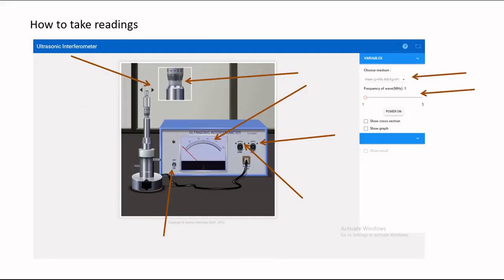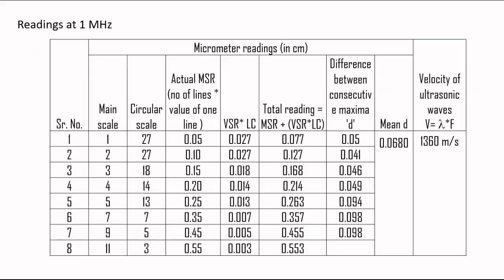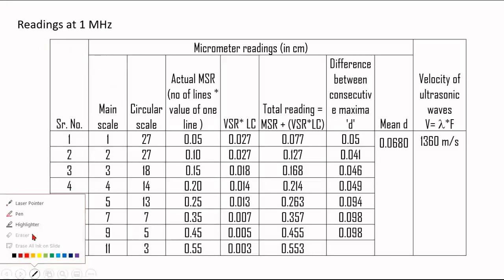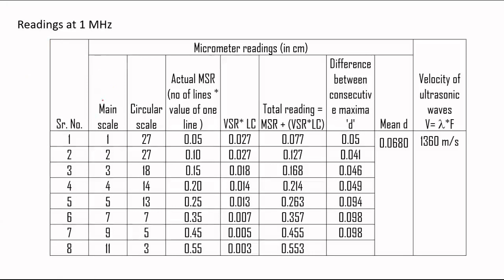Now I will show you from the presentation how I am going to manipulate the readings that I have recorded, and how I am going to use them so that we can get the velocity of ultrasonic waves. Here in this observation table I have made it for the readings of 1 megahertz. These are the main scale readings that I noted. When I performed the experiment, it was 1, 2, 3, 4, 5, 6, so that is what I have written. Circular scale readings were 27, 27, 18. Now these main scale readings are simply a number that I have noted down, so I need to multiply it with the smallest value of each division.